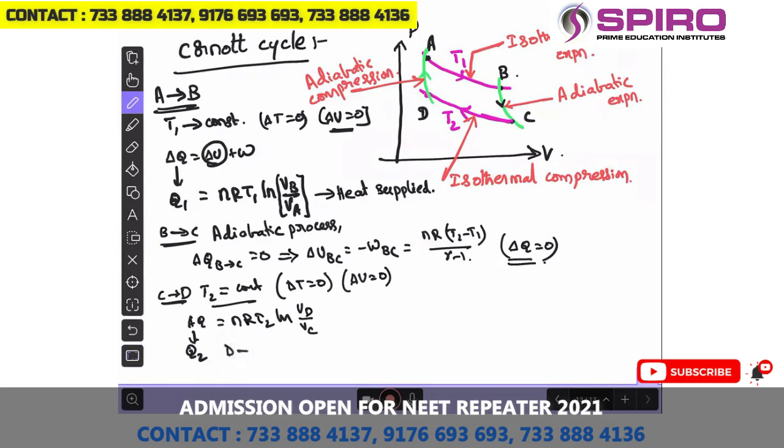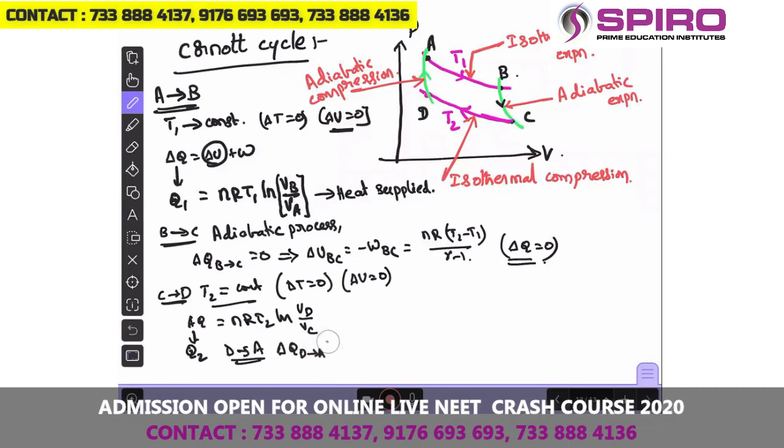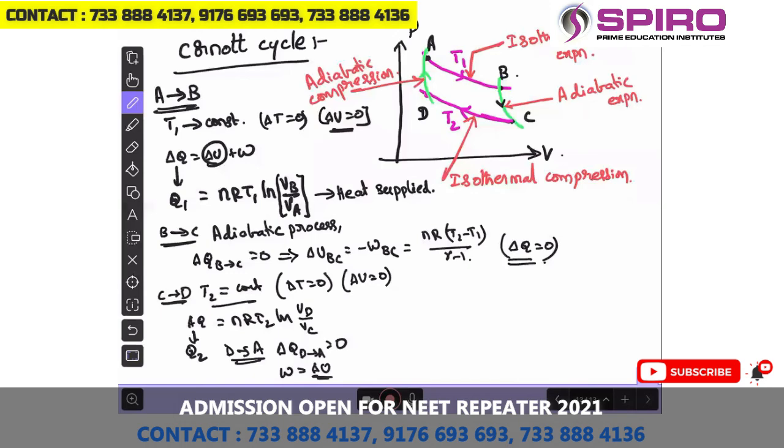And again the process D to A. What is the process D to A? Again it is an adiabatic process. Again the delta Q in the D to A process is 0. Being delta Q is 0, W is nothing but delta U there. These are the 4 processes that are conducted in the Carnot cycle.